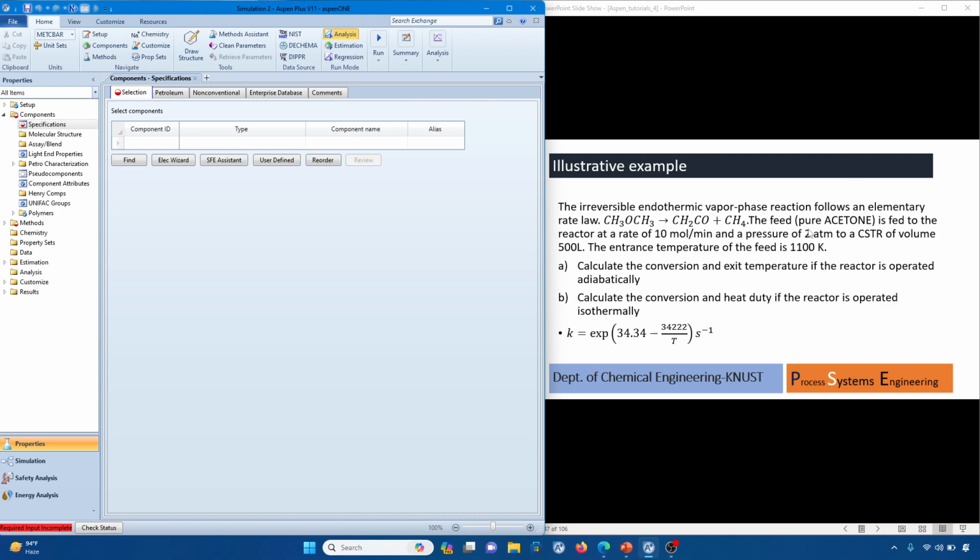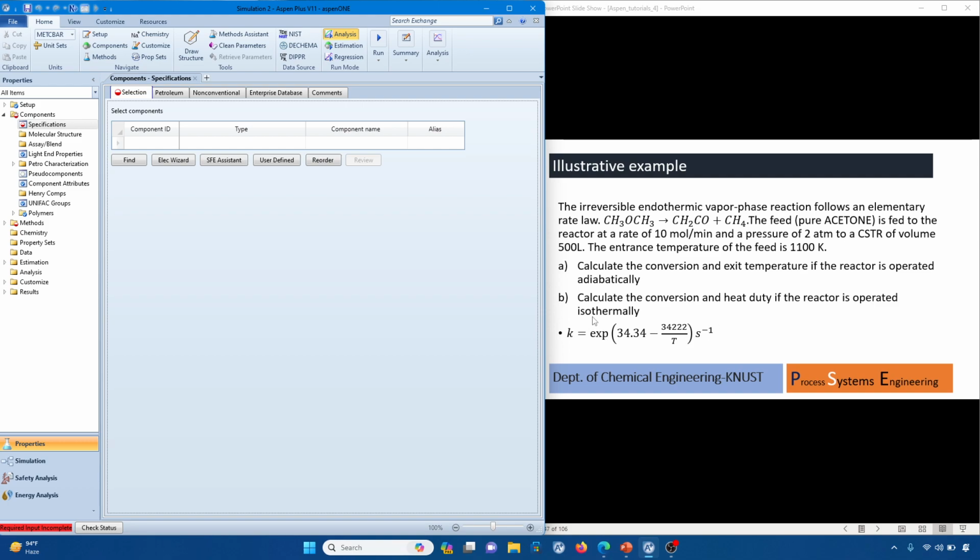The feed is pure acetone and is fed to the reactor at a given rate and a certain condition. And here we have the reactor volume and the entrance temperature. We have to calculate the conversion and temperature of the reactor depending on one of two configurations, whether it's operated adiabatically or isothermally. And here we have the Arrhenius expression for the rate constant.